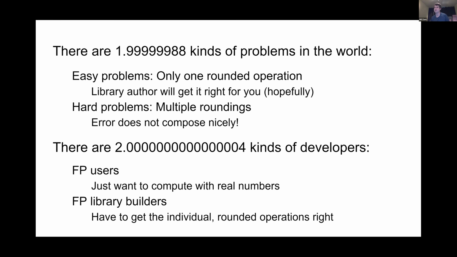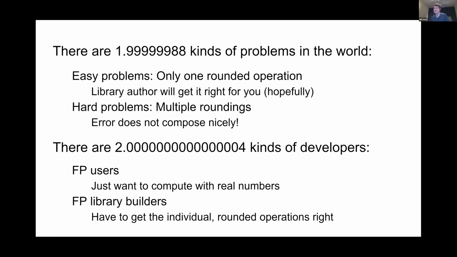Because there's also two, again, I'm off by an order, kinds of developers. There's the people who want to use numbers to compute stuff. They just want to do math. And then there's a smaller group of people, that I think is greatly overrepresented here, that are actually implementing the machinery underneath all of this computation, the library builders. And it's interesting how these different groups interact with these questions differently.